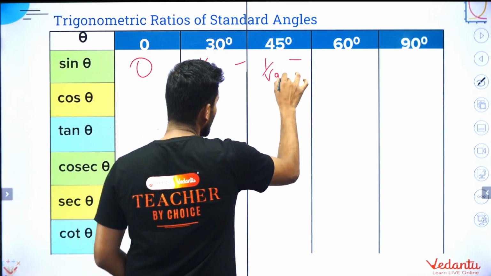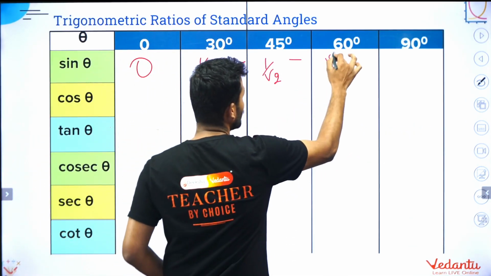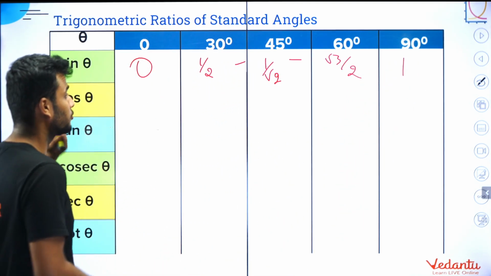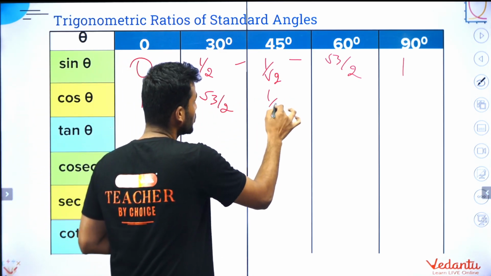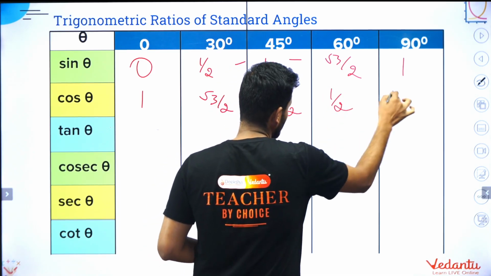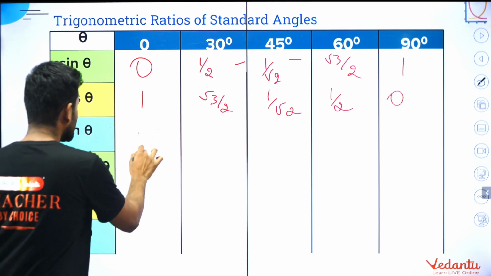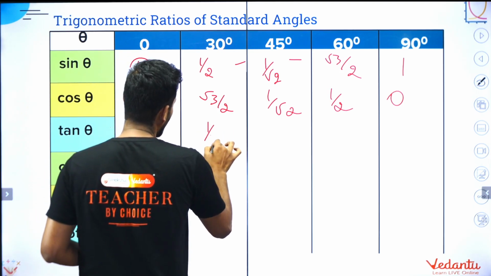1 by root 2. The value of root 3 by 4 is nothing but root 3 by 2. This is 1. Then in the reverse order, 1, root 3 by 2, 1 by root 2, 1 by 2, then 0. Then 0 by anything, we already know, right? 0 by anything is 0. Tan 0 value is 0. 1 by 2, the 2 gets cancelled, it becomes 1 by root 3.